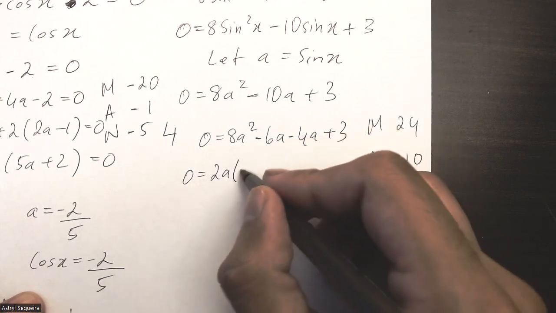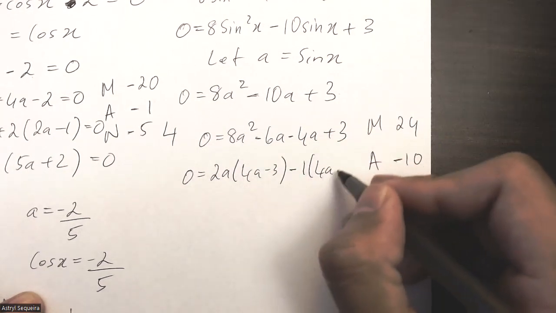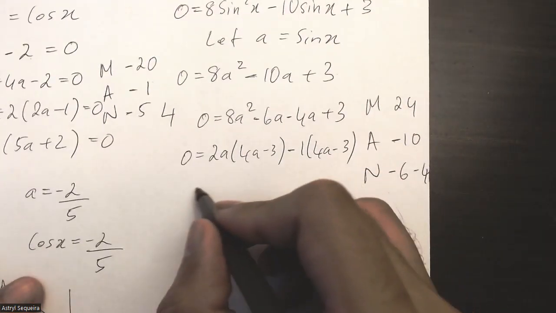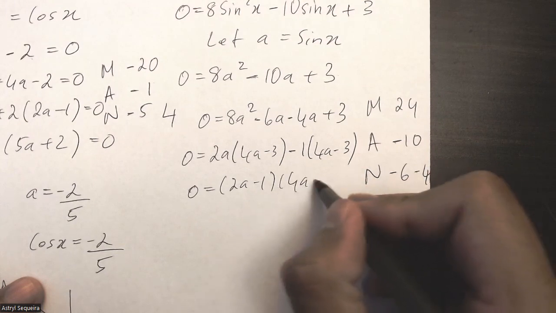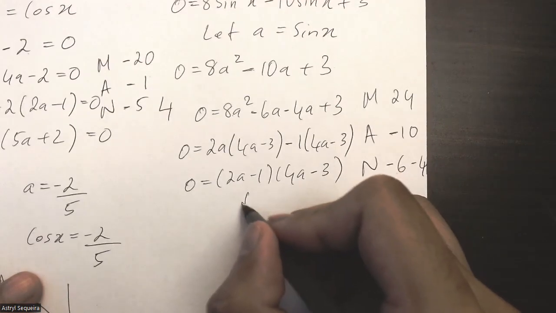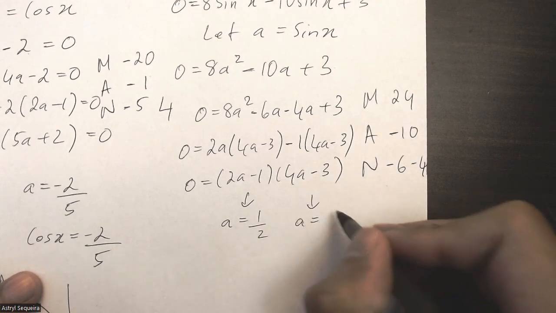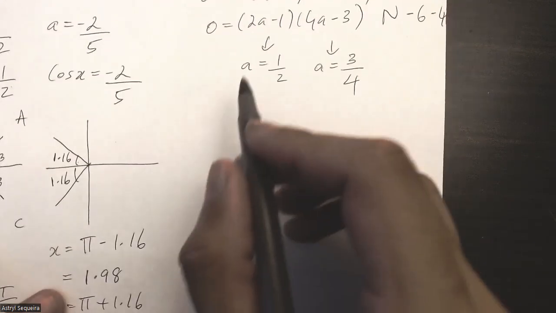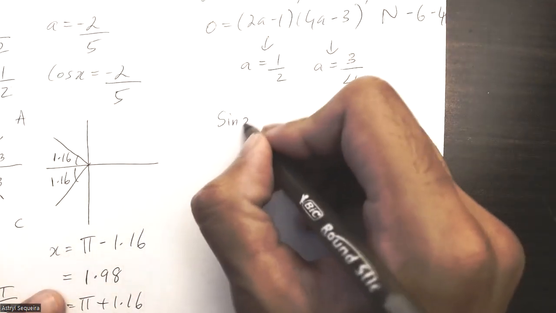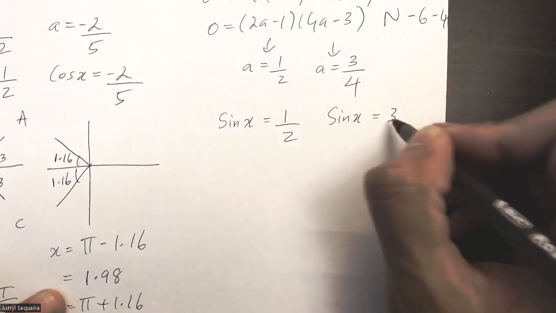2a is my common factor here, 4a minus 3. Negative 1 is my common factor here, 4a minus 3. 0 equals 2a minus 1 times 4a minus 3. My two solutions are 1 over 2 and 3 over 4. And I'm going to replace my a back with sine x. So sine x equals 1 over 2 and sine x equals 3 over 4.